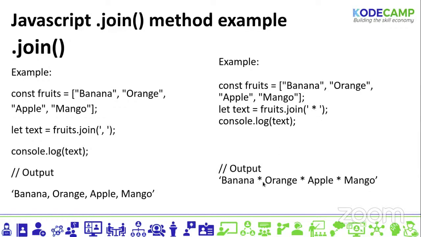So if I want to join this array by using star instead of comma and space, I'll just put star here. So it will be banana, star, orange, and it converts it to string and then joins it by whatever criteria you specify. But if you don't specify any criteria, it's going to join them by comma.